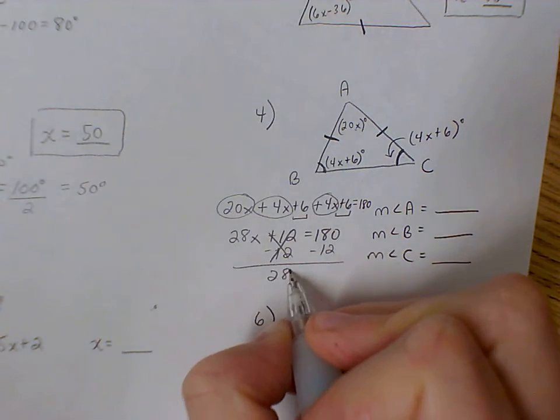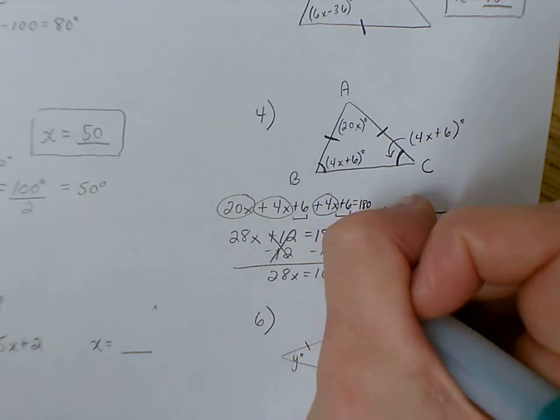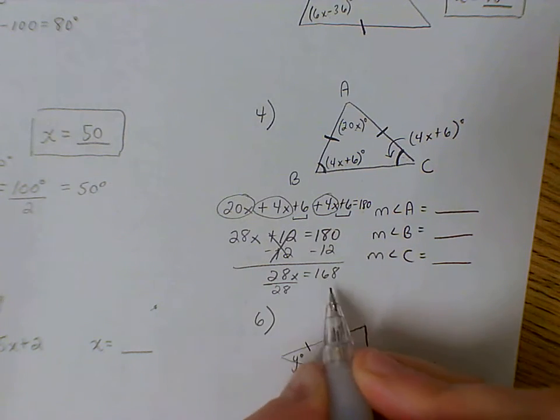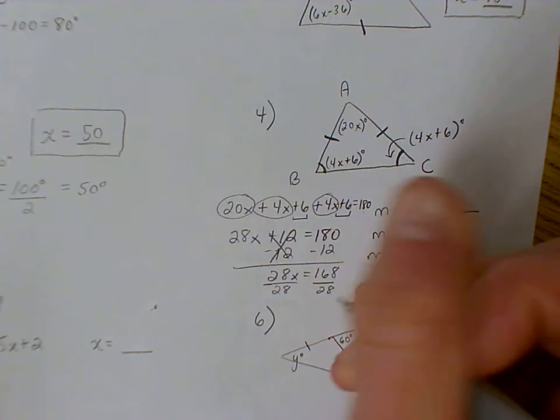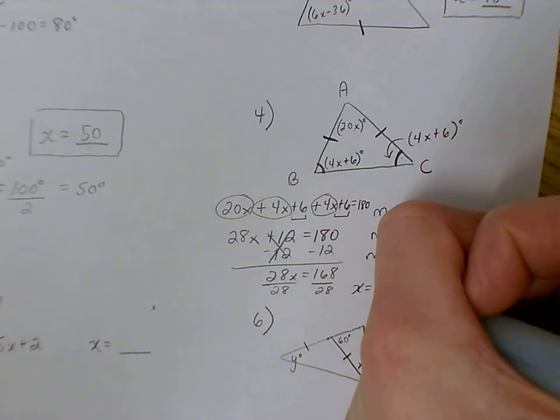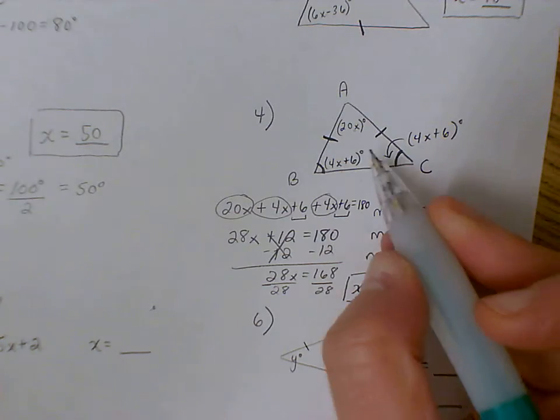So my 28x comes down. And then when I take 180 minus 12, I get 168. And then from there, well, I'm multiplying by 28, so I've got to divide by 28. And then x would be 168 divided by 28, which is 6. Okay, so that's not what they were asking me for, but that will help me find my answer.